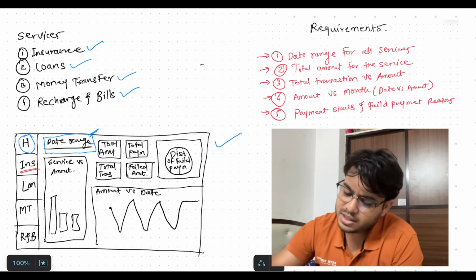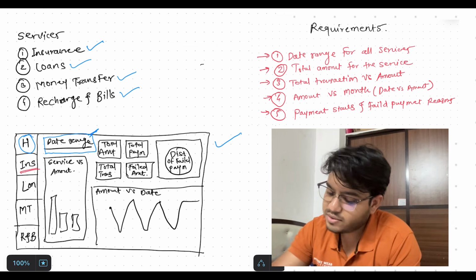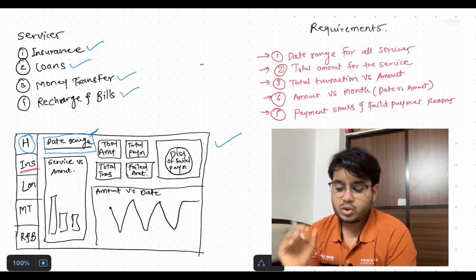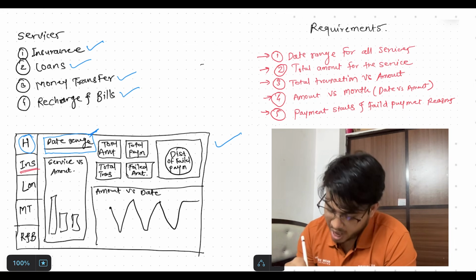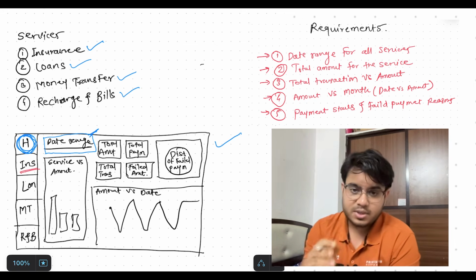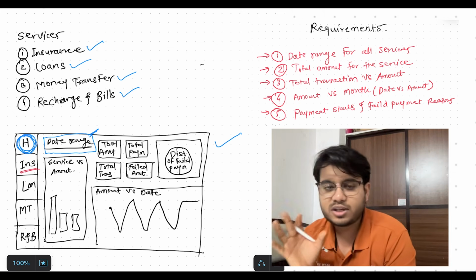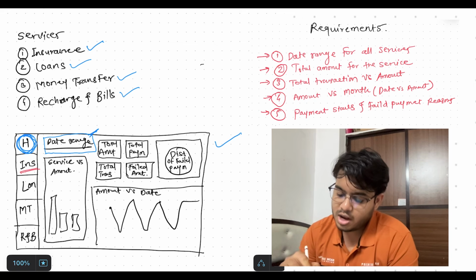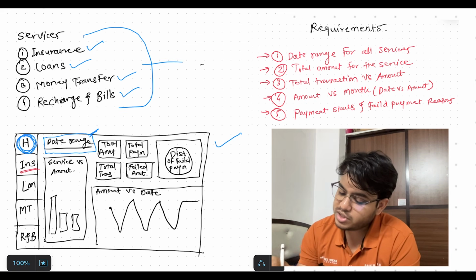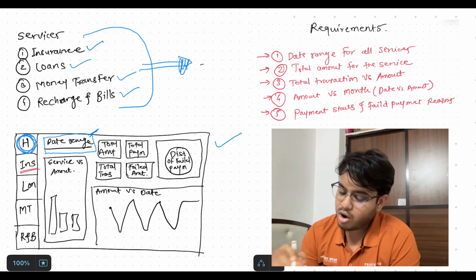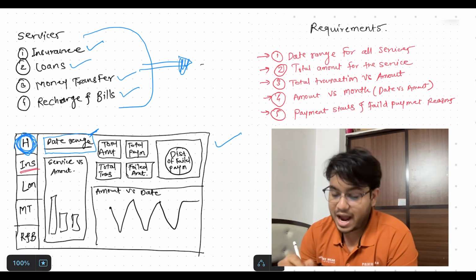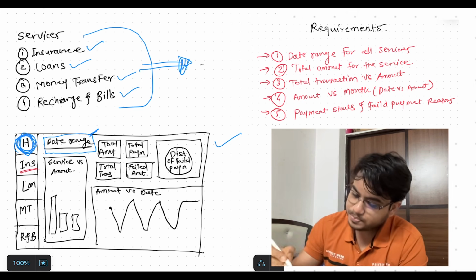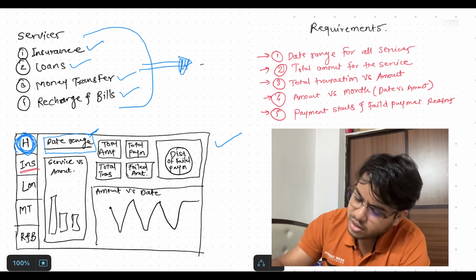So date range is one thing that we are going to add here. Number two is the total amount for the service. Now I am talking about the home page. That means a main page where we are going to show all the collective things. It will not be dedicated to insurance, loans, money transfer, or recharge and bills. It will be a total summation or a summary of all, and we are going to show that at home. So that's why here it is showing the total amount for the services.